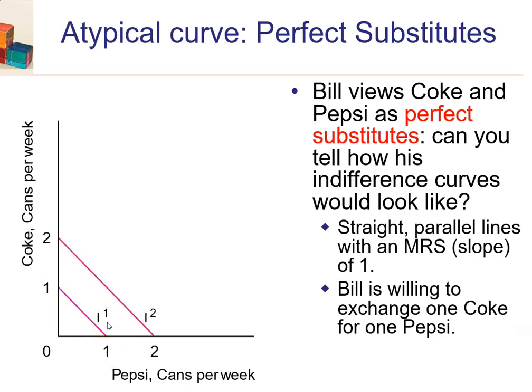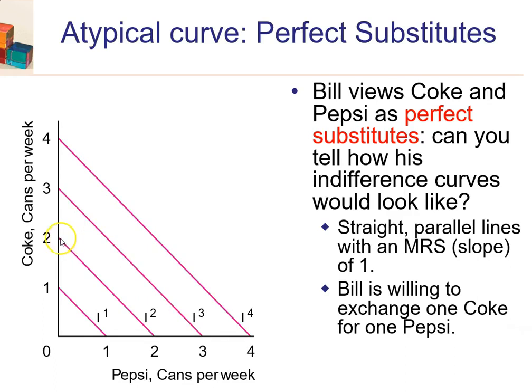A second indifference curve for Bill would be two Cokes, no Pepsis, or two Pepsis, no Cokes. So again, Bill likes Pepsi and Coke equally well. Bill doesn't care if he's got a Coke in his hand or a Pepsi in his hand. And a third and fourth indifference curve would look as follows. All of these have the same slopes, they're all lines, and they all go from one intercept to the other intercept with the same number of each.